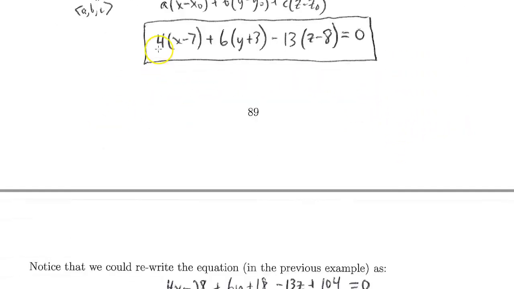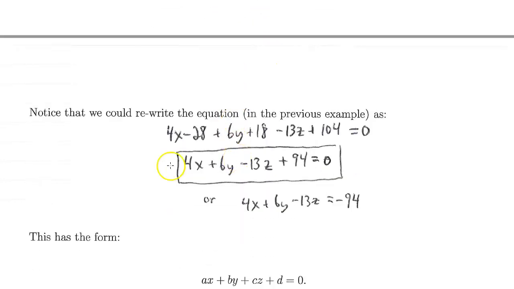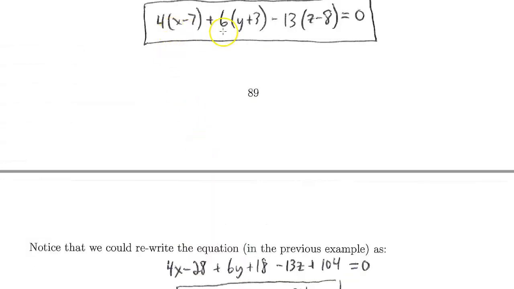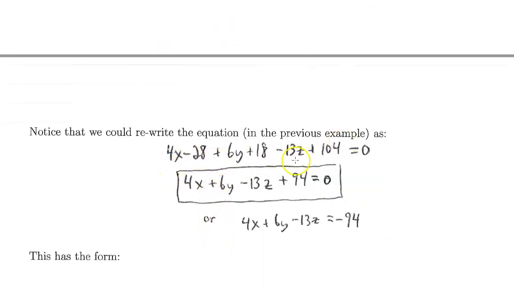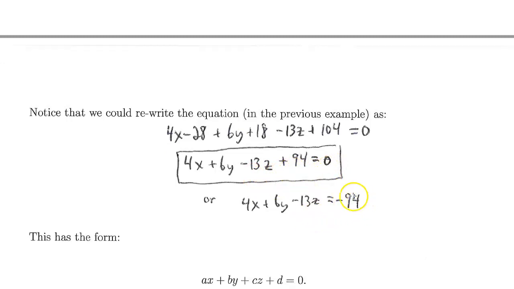Now we could distribute things here and write this as like 4x minus 28, and this would be 6y plus 18. In fact, I've done that right here. If I distribute the 4 and the 6 and the negative 13, we end up getting this right here. Okay, and then we could combine our constants that we have left over. We have still the 4x, the 6y, and the minus 13z. I've written that down here. But the negative 28 plus 18 and plus 104, that ends up being plus 94. So we have 4x plus 6y minus 13z plus 94 equals 0. Or you could subtract 94 from both sides and get this. But this is the equation of a plane.